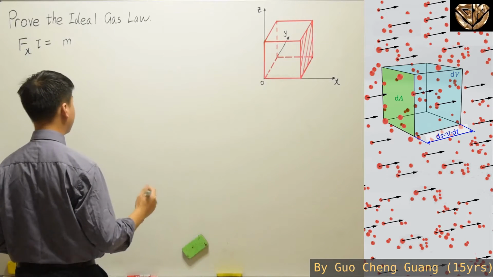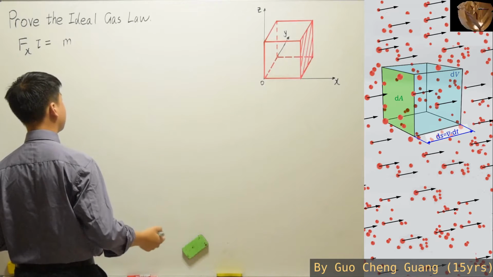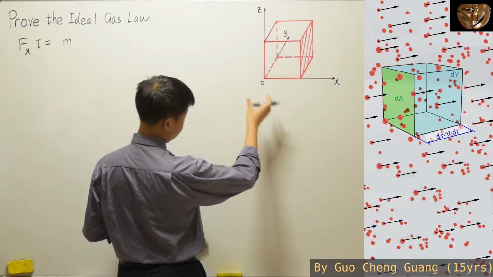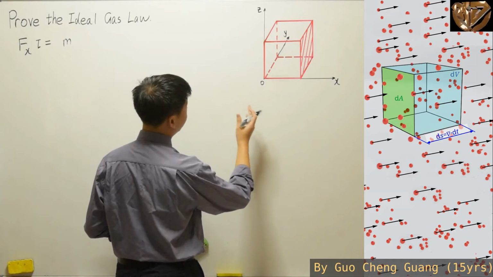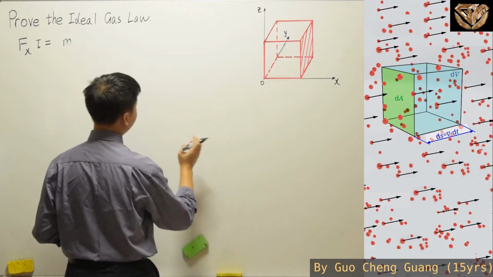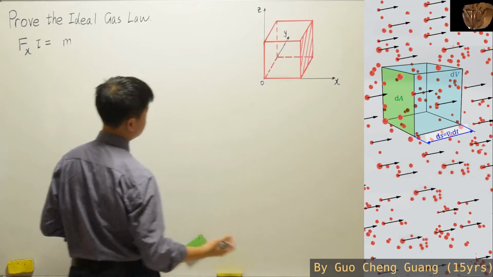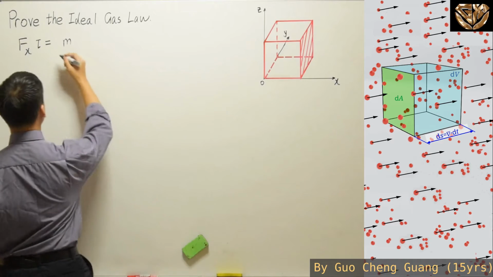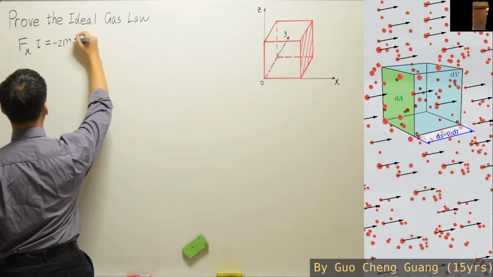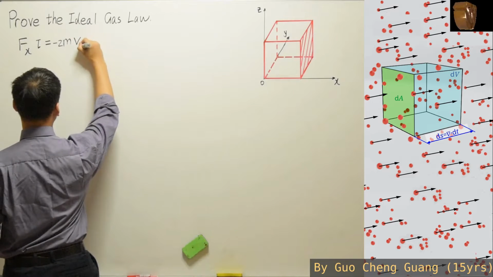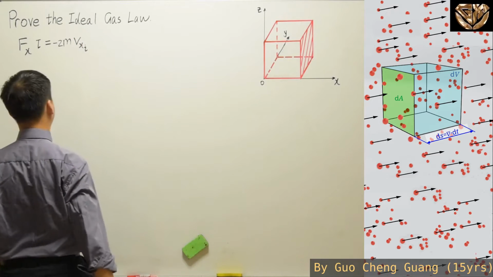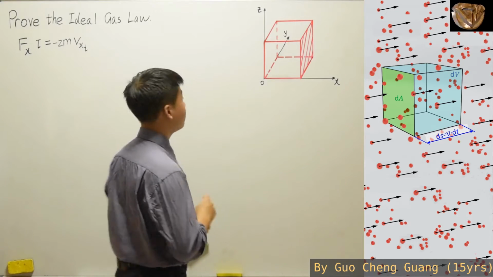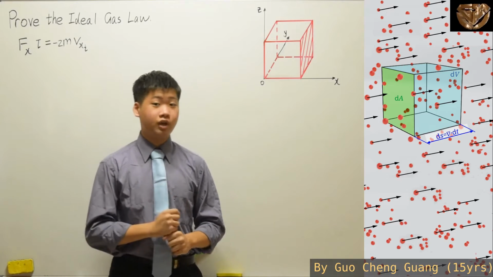If you could find it quickly, by this graph over here, in this kind of coordinate system, you can take this direction as positive x. So that means the final velocity will be in a negative direction, which gives you negative 2 m vx over tau. Okay, so this is just a simple one-line formula, but there are quite a number of things that you have to clarify.